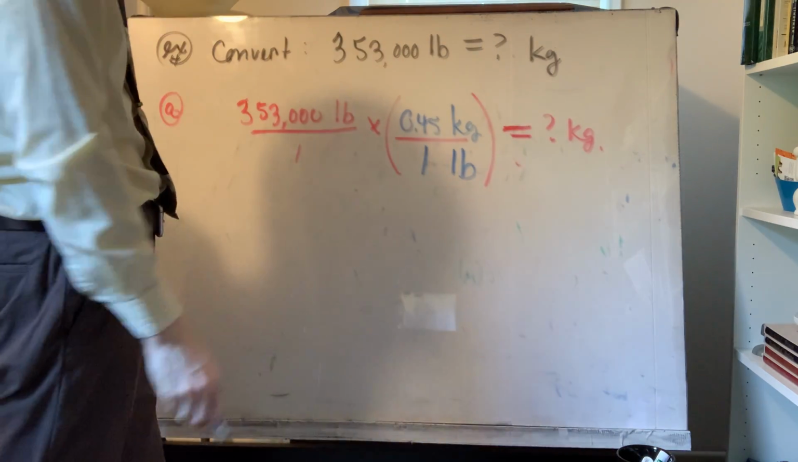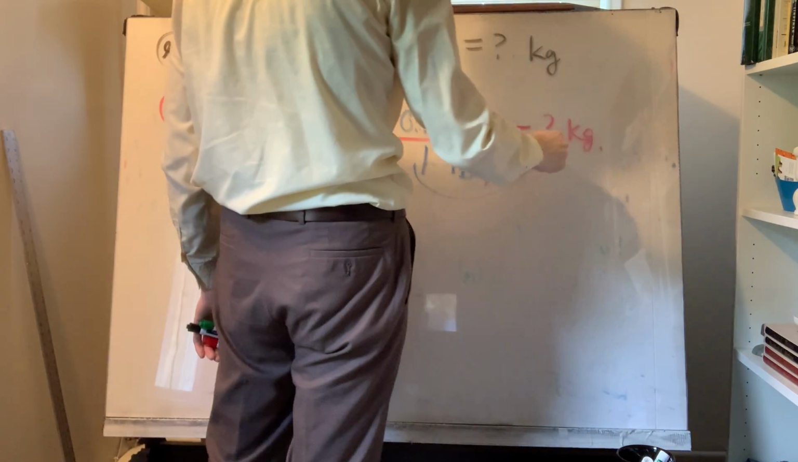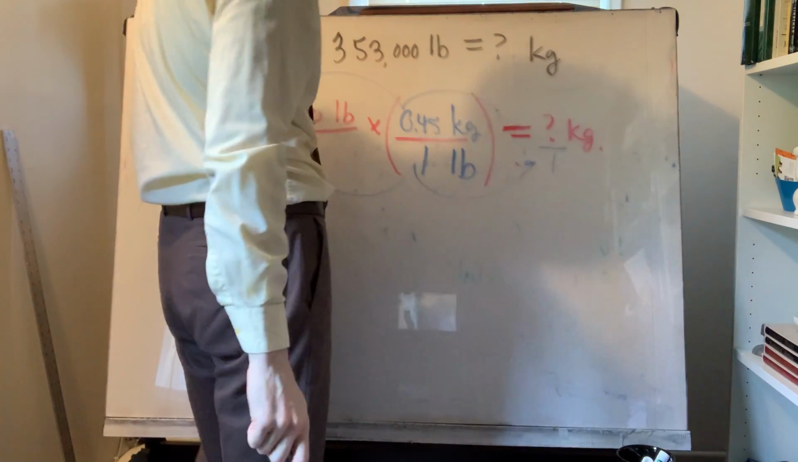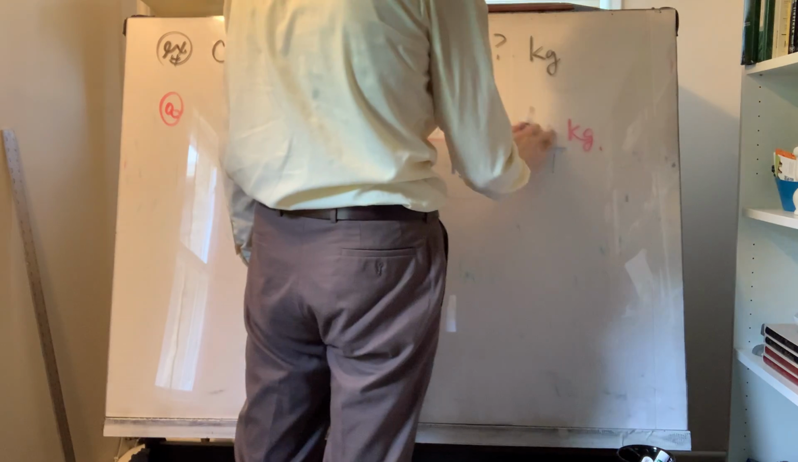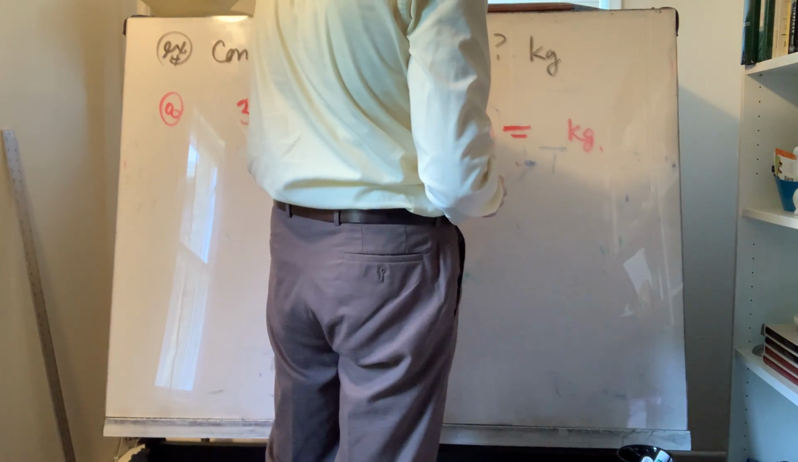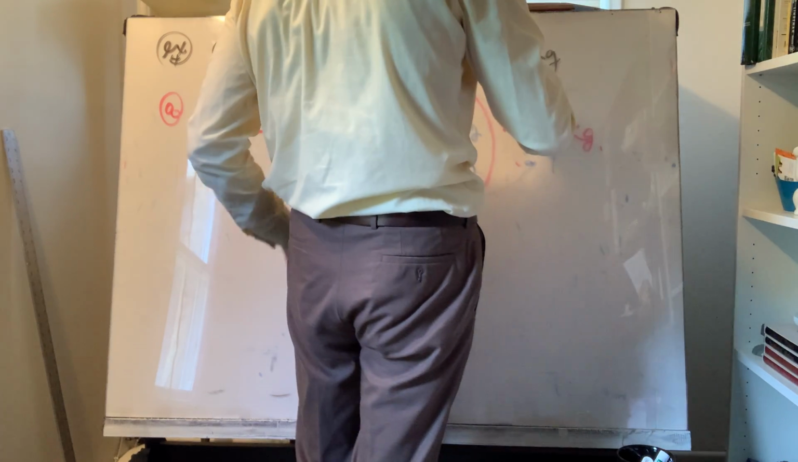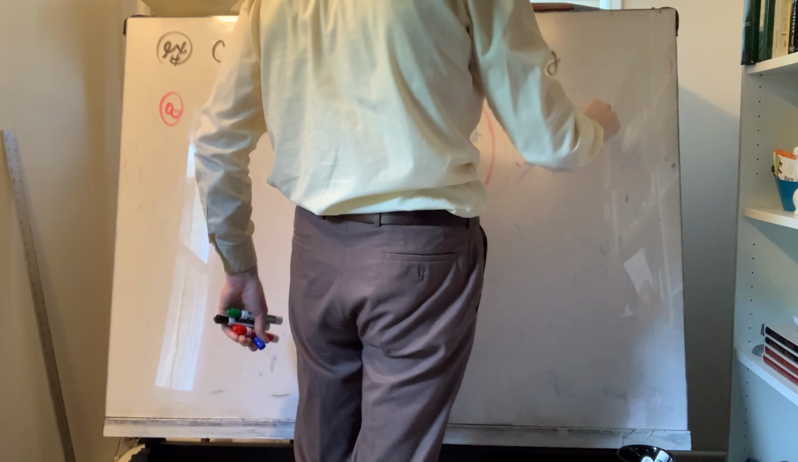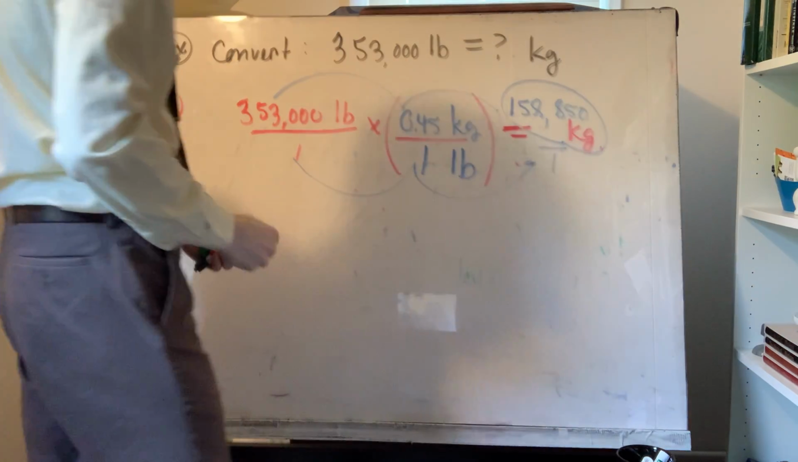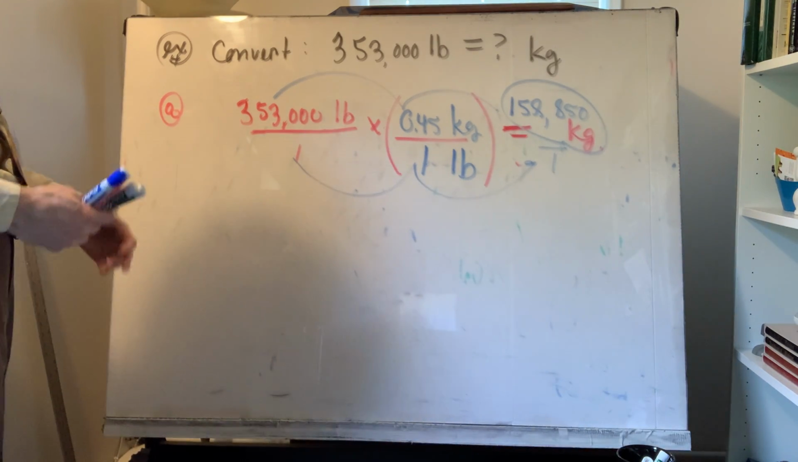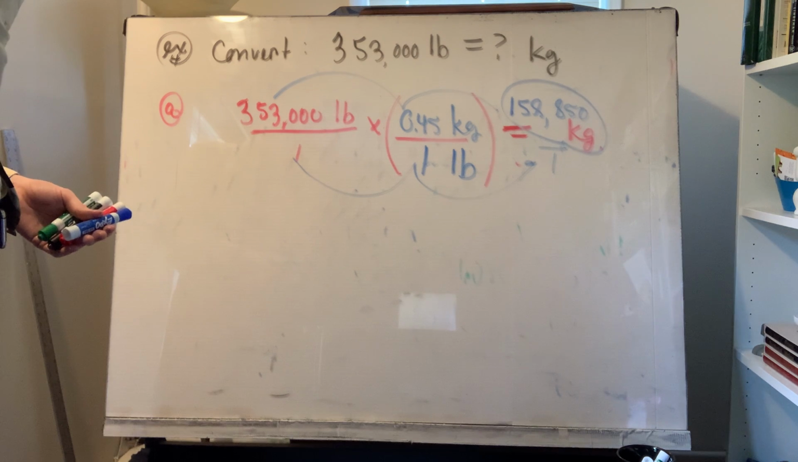So in essence, since the denominators are just 1, you really don't even need to worry about it. You're just multiplying this number times this number. And in this case, you should get 158,850 kilograms.